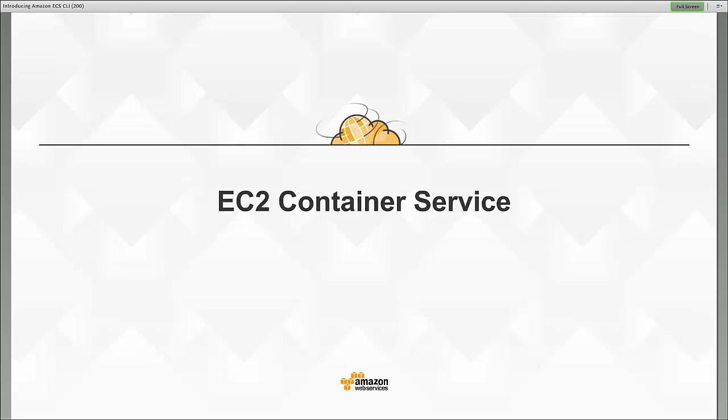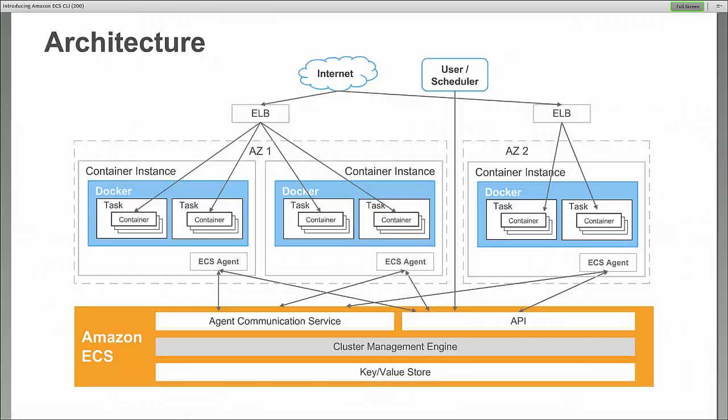So with that brief primer on Docker, let's talk a little bit about the EC2 Container Service and how it lets you run Docker containers on Amazon. At the core of Amazon ECS, you have a cluster manager, which is a backend service that handles the tasks of cluster coordination and state management.